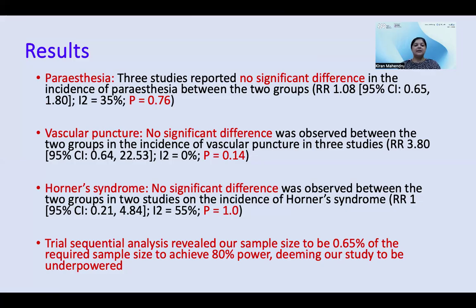The trial sequential analysis revealed that the sample size was 0.65% of the required sample size to achieve 80% power, deeming the study to be underpowered.